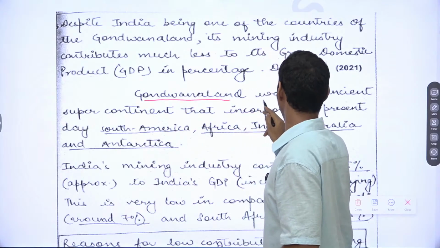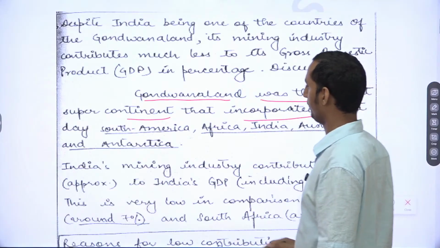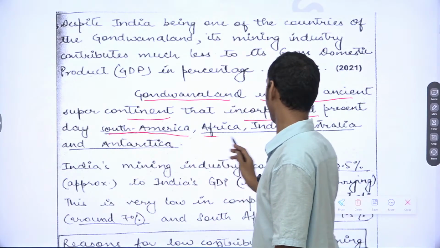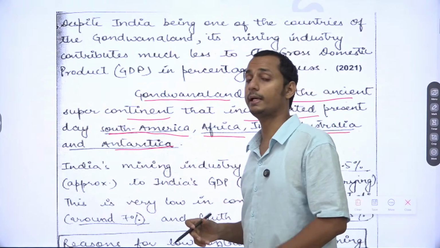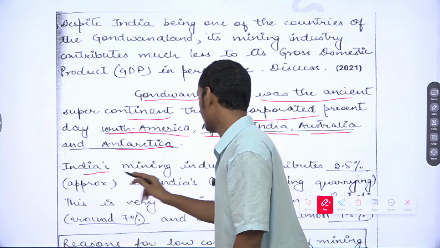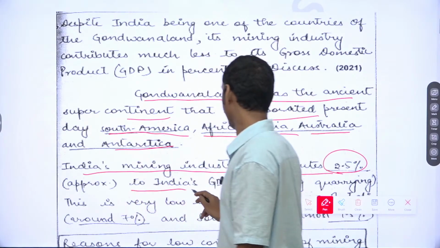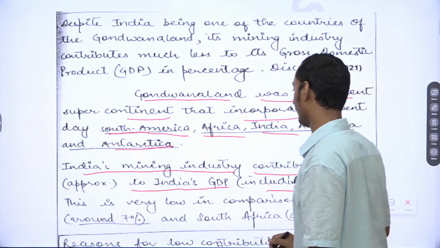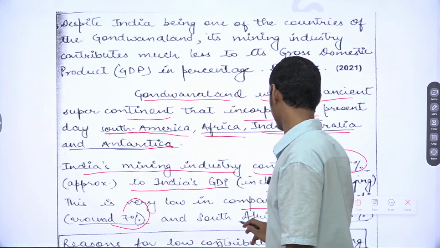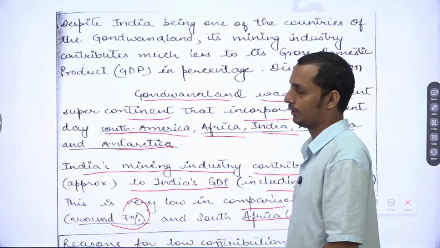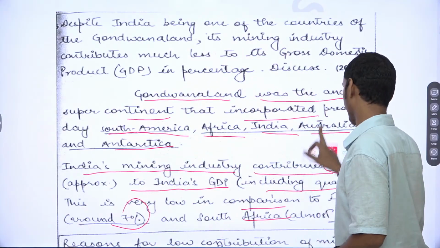The Gondwana land was an ancient supercontinent that comprised present day South America, Africa, India, Australia, and Antarctica. And now you need to mention India's percentage of GDP, right? So India's mining industry contributes 2.5% to India's GDP, including quarrying. This is very low when compared to Australia, 7%, South Africa also 7.5%. So you need to provide a comparison regarding India's GDP with some of the other countries as well.